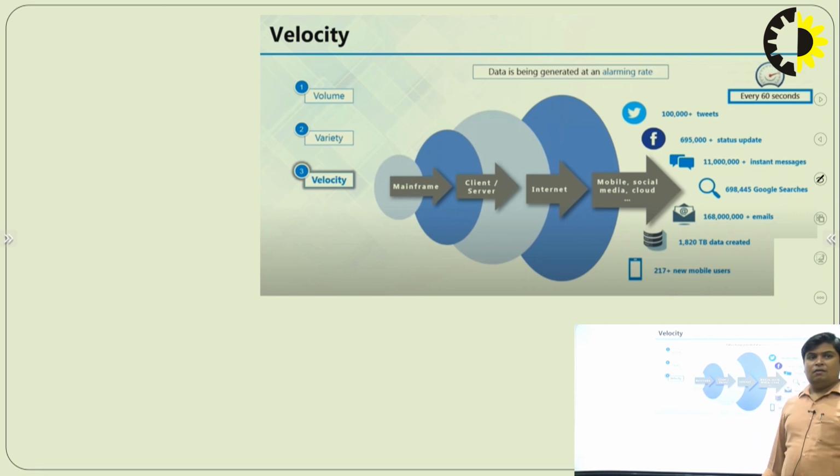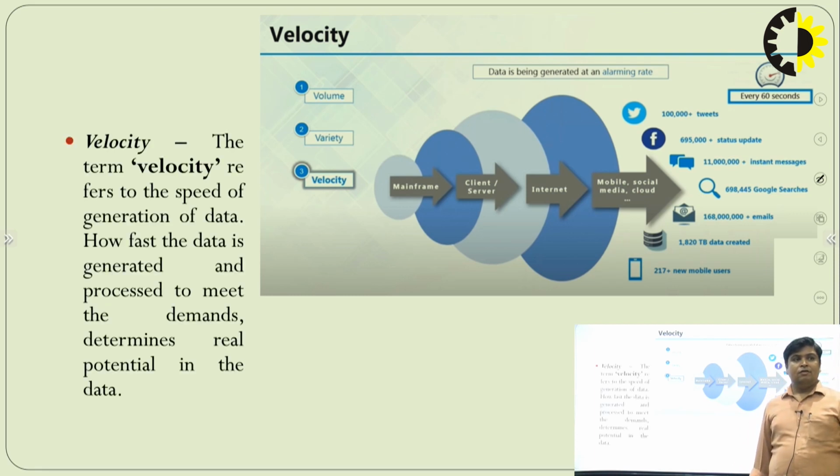Velocity. Velocity means the speed of generation of data, how fast the data is generated and processed to meet the demands, which determines the real potential in the data. The speed of data generation is very large compared to finding the results from the data, which is very slow, because data will be stored first. After that we can apply lots of algorithms for mining the data and analyzing hidden patterns. So, basically velocity refers to the speed of generation.